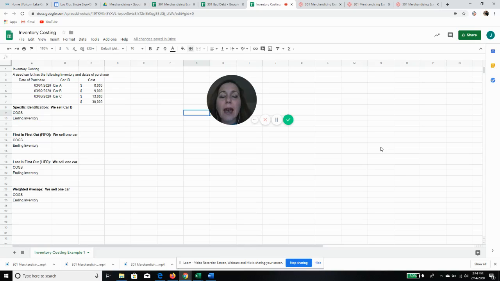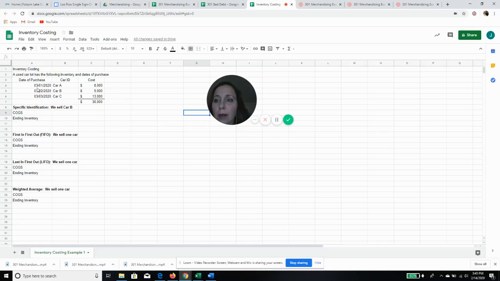So we need to have a way to identify how much we paid for what we sell, and then what's left in our inventory. That's what we don't sell. We call that ending inventory. Okay, there's 4 methods: specific identification, first in, first out, last in, first out, and weighted average. Let's talk about them. We're going to go with a really simple, straightforward example.